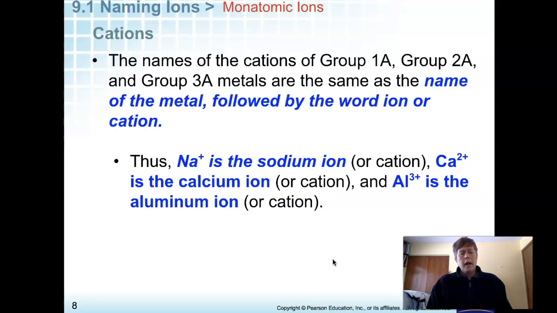When you are naming a cation, you'll name the metal and then follow with the word ion or cation. So you would call Na+ the sodium ion or the sodium cation. Ca2+ would be the calcium ion. Al3+ would be the aluminum ion.